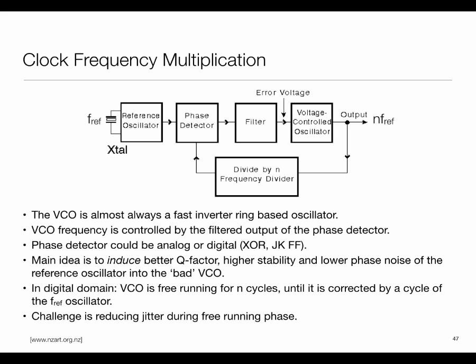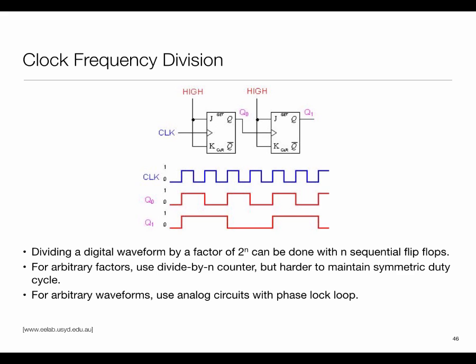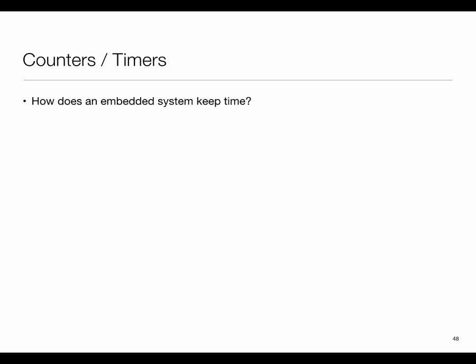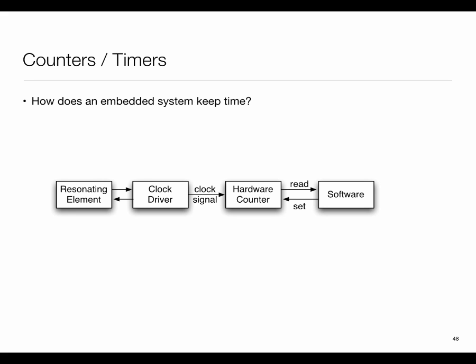So that's how PLLs work. You can multiply frequencies, you can divide frequencies, and by an appropriate combination of the two, you can have arbitrary rational numbers. And that's what are called fractional PLLs. Now at this stage we have some stable clock sources. From that we can derive arbitrary frequencies of the value that we need, and then comes the question, how do we keep the time?